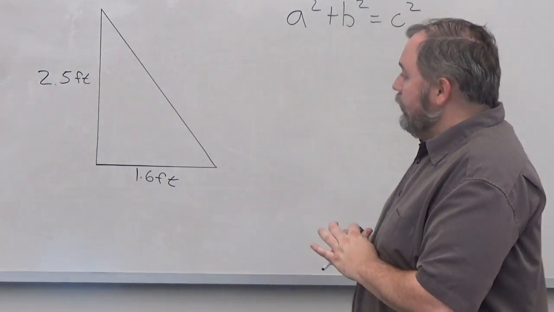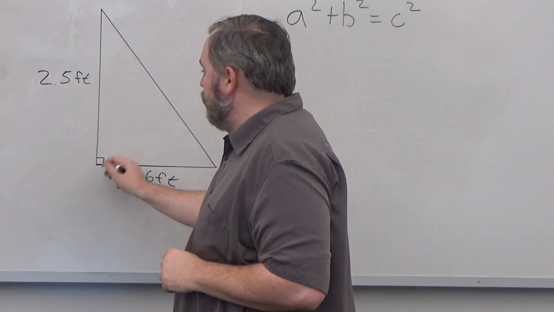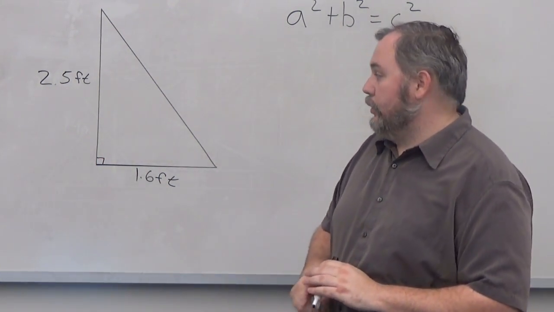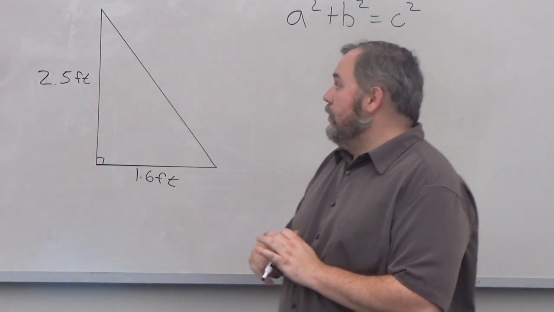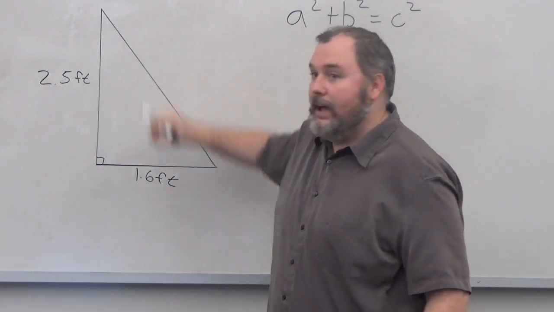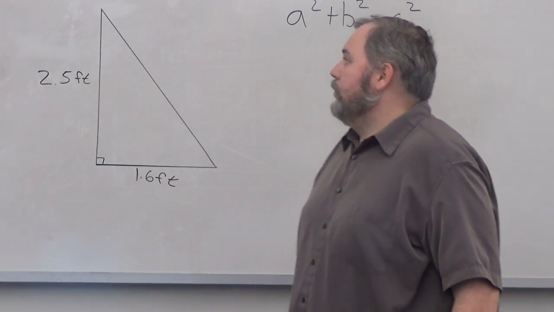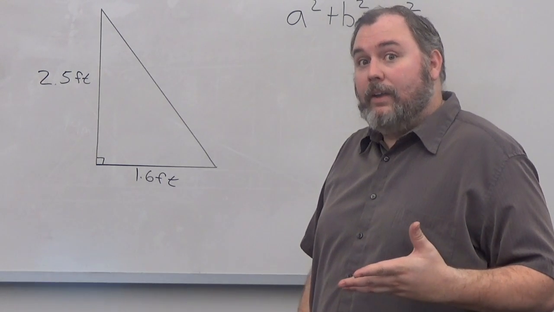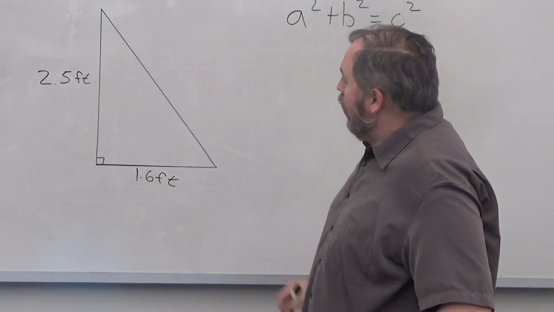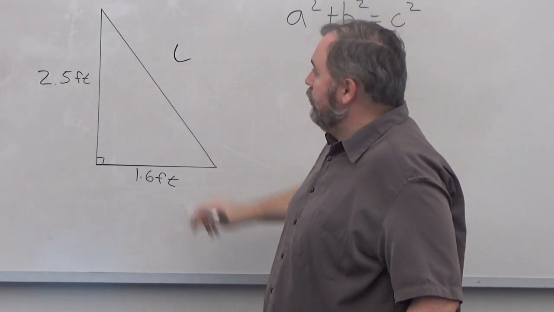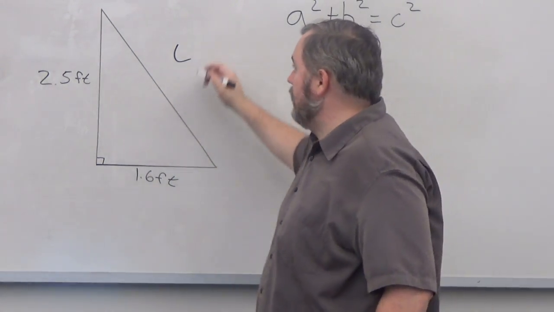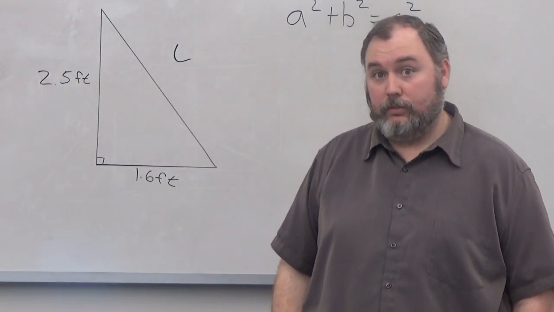The hypotenuse is always directly opposite of the 90 degrees. So here's my 90-degree angle. That means that this guy is my hypotenuse. Now the hypotenuse in our equation is always C. So this side represents C, and that's our hypotenuse.